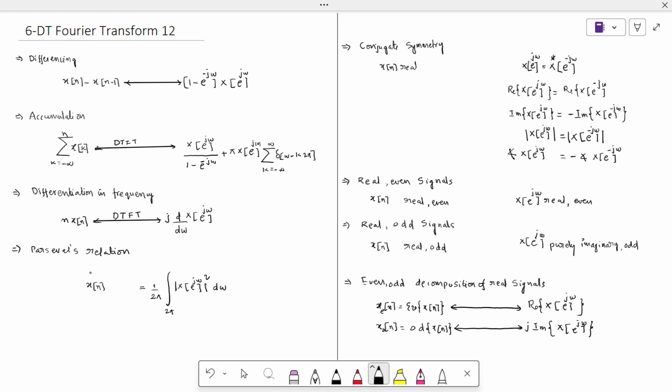Now write down the formula for x of e power j omega, which equals the sum over n from minus infinity to plus infinity of x of n into e power minus j omega n. So we should write the power. Power is the mod square, and the mod of the exponential goes to 1. So this is Parseval's relation.